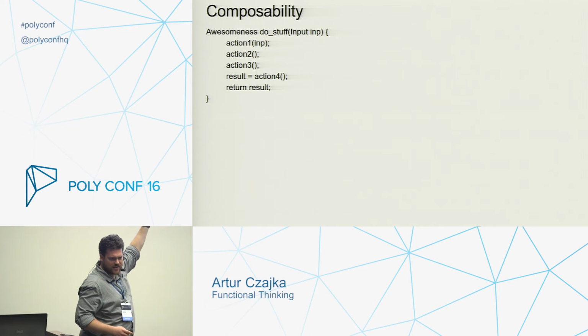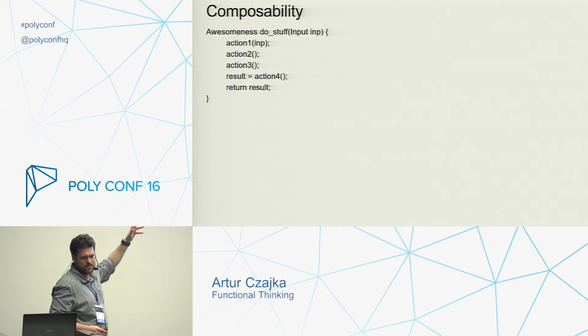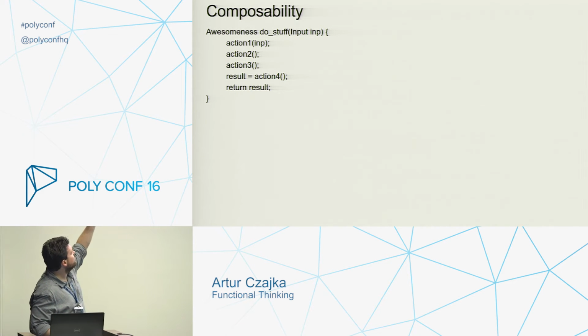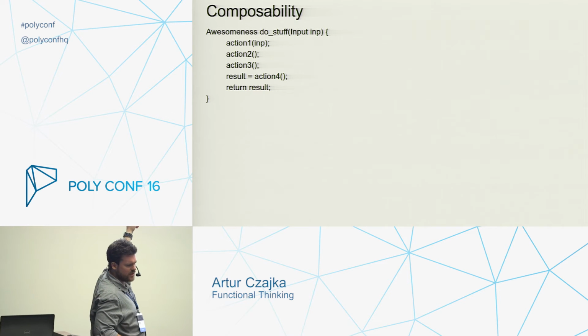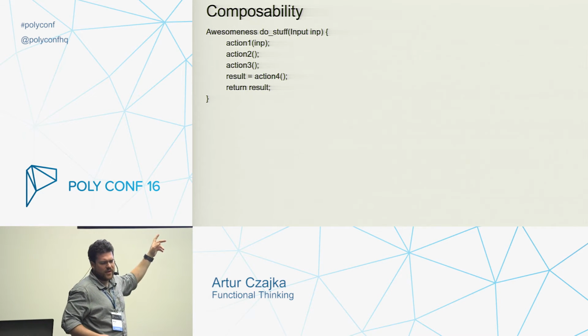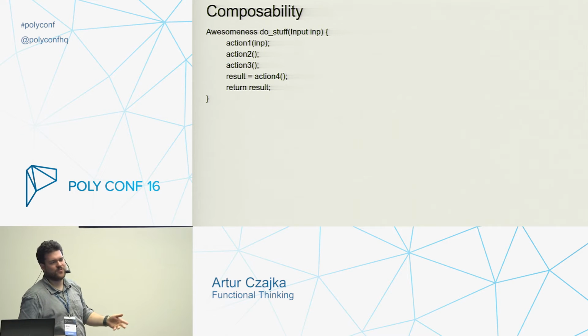We've extracted 4 operations from our master method, but there's a problem with this code. I can switch action 2 and 3, and it will compile. Of course it will.